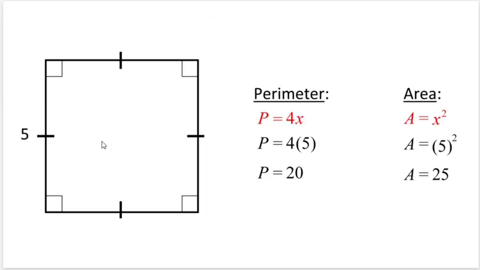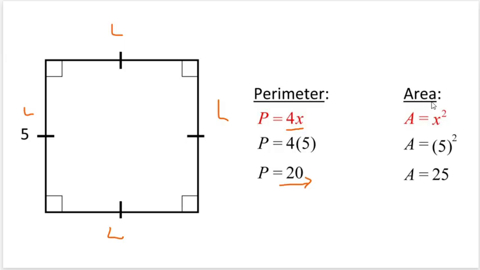Now, when it comes to a square, the perimeter of a square is 4 times the side. So 4 times this length, that length, and this length. Now this is an example. When you're finding the perimeter, it will be 4 times 5, which gives us an answer of 20.